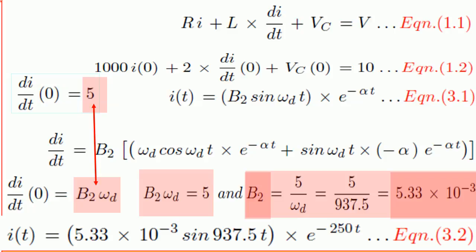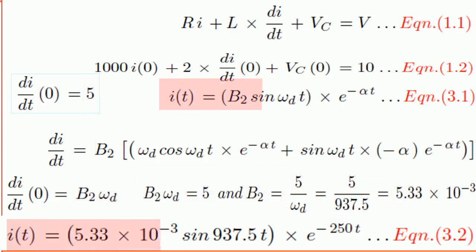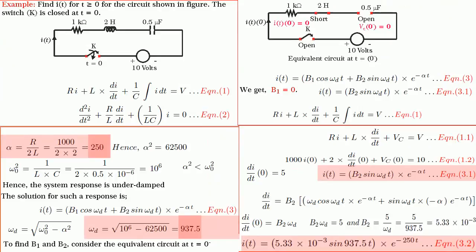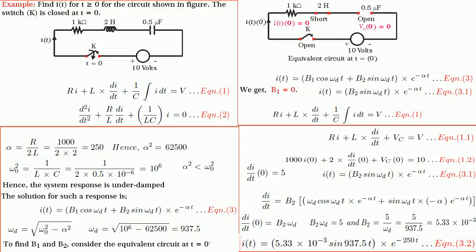which will give us 5.33 times 10 to the power of minus 3. Now, by substituting b2, omega d and alpha in equation 3.1, we get i(t) equal to 5.33 times 10 to the power of minus 3 times sine 937.5 t times e to the power of minus 250 t. Friends, this is the complete solution for i(t) for t greater than or equal to 0. Is it not simple?